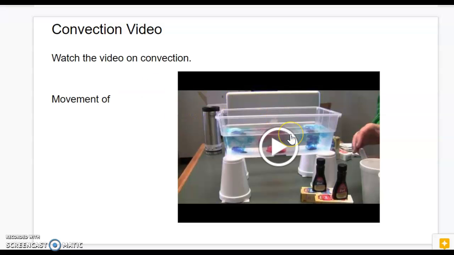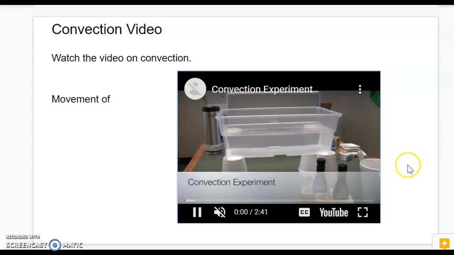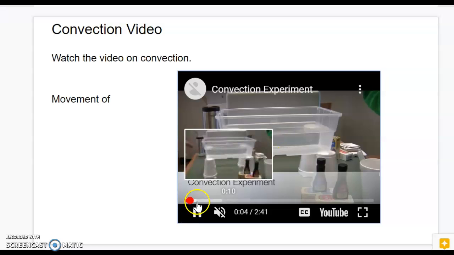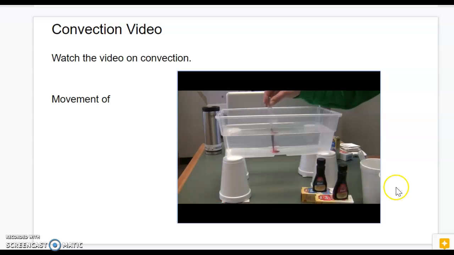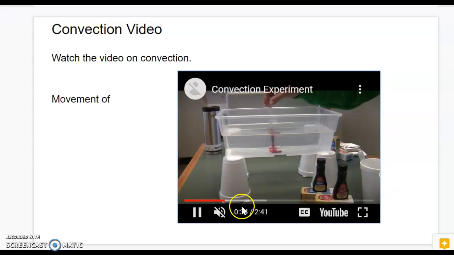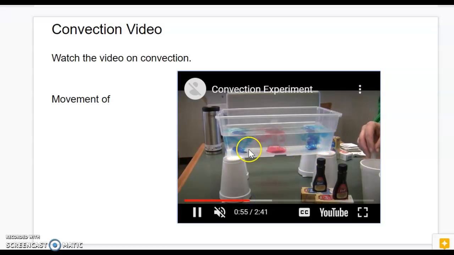But convection, what it is, we're just going to define it here in just a little bit. But I'm going to play this video for you really quick. And this video shows what convection is. So they have a tub of water, and inside there, they're going to put two different types of food coloring. Red food coloring here in the middle, and blue food coloring on the sides.